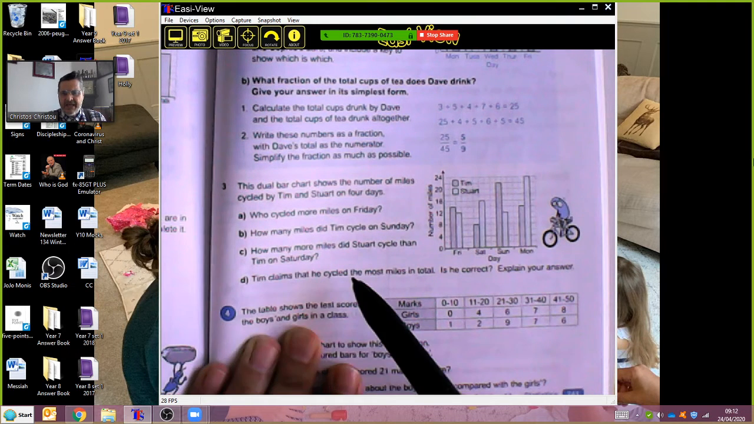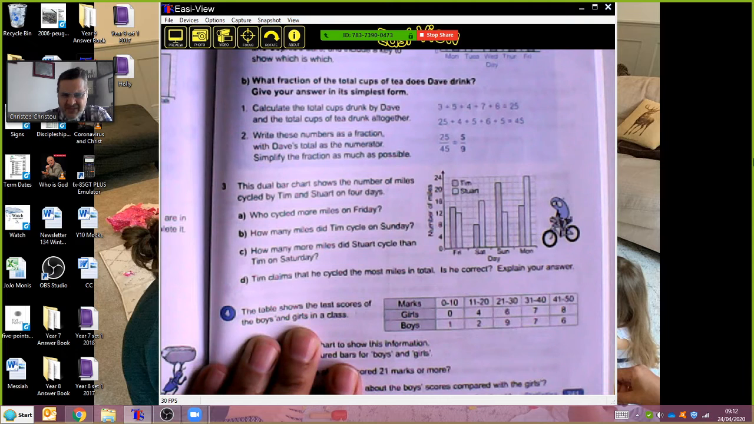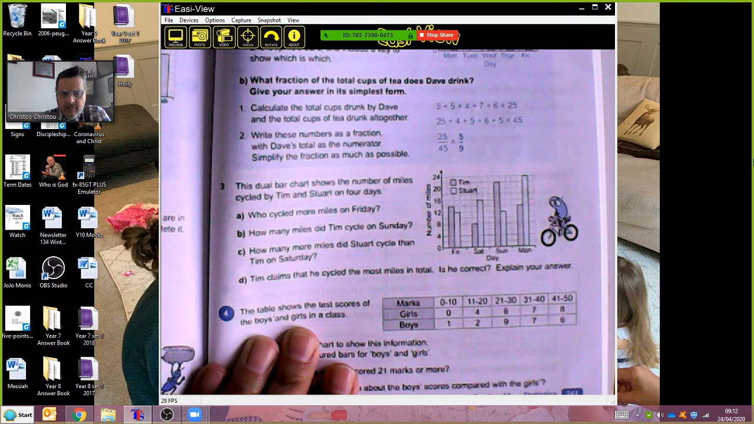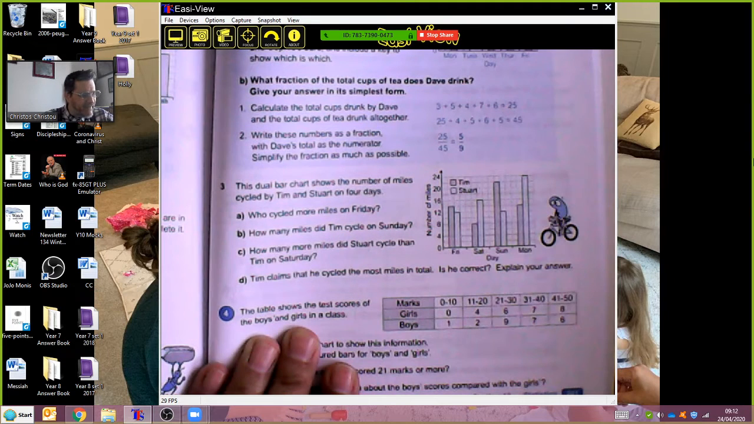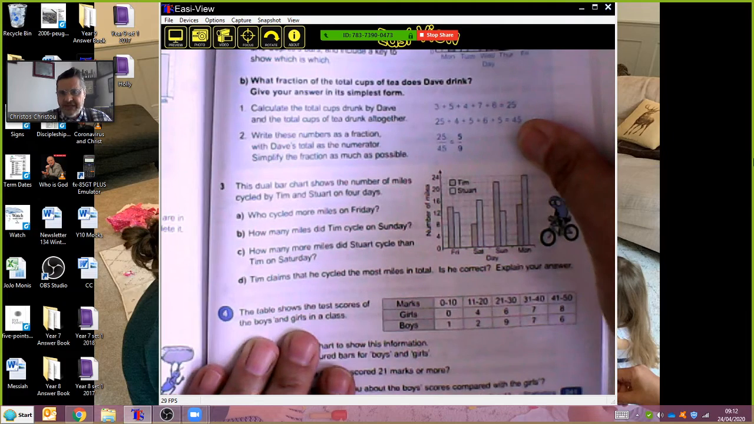Tim claims that he cycled the most miles in total. Is he correct? So can somebody tell me how you plan to do that? Add who all together? Well done. That's exactly what it is, Harrison. I recognise your voice. Thank you for contributing. So it's not difficult, but it's revision. It needs doing. And if we ever get down to doing end-of-year exams, that'll be great.